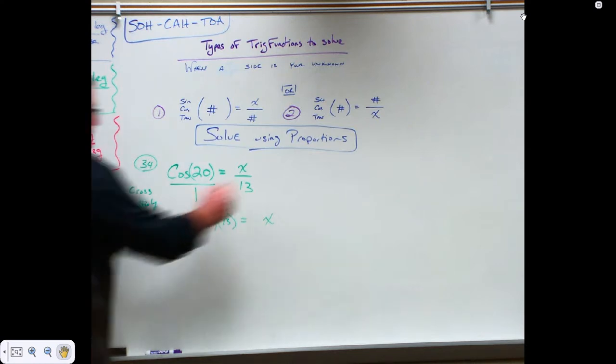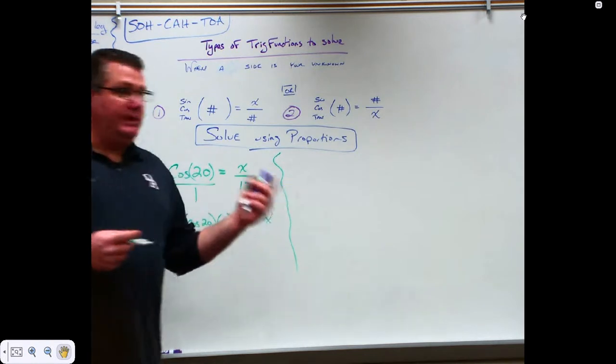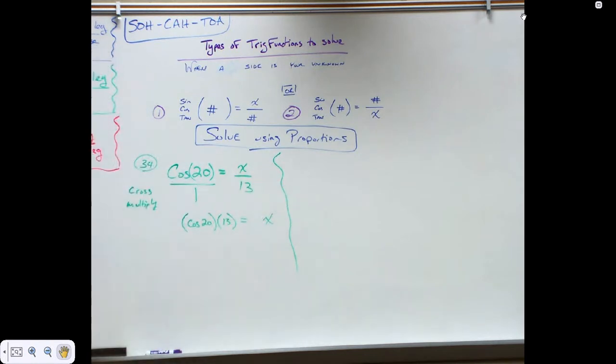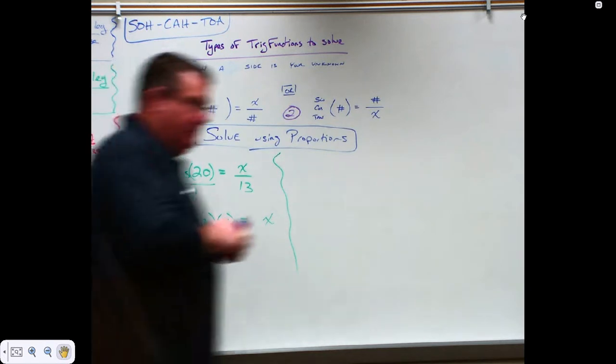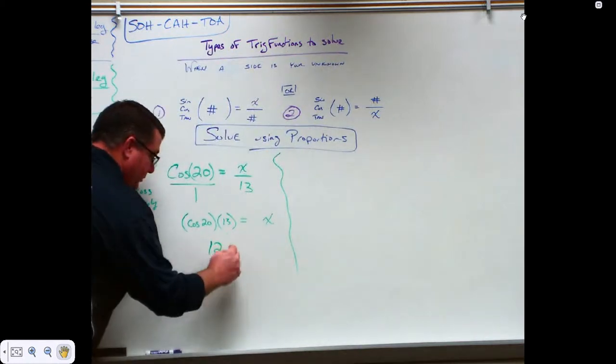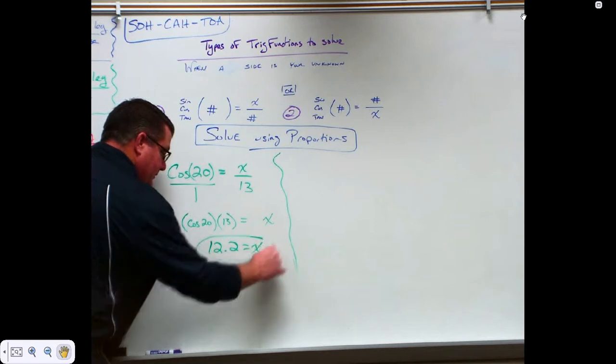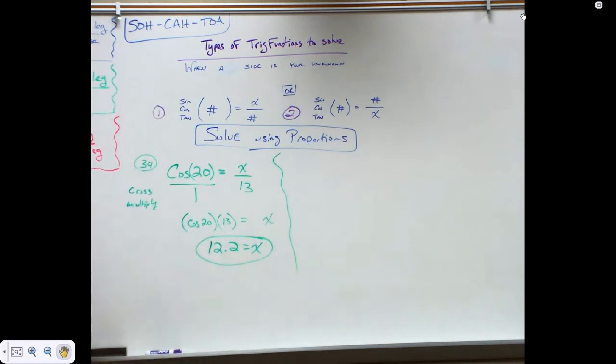So for this type, what do you need to do? Do what we just did. Press cosine 20, close your parentheses, times 13. Tell me what you get. Huh? 12.2. Is that what everybody else got? You're done. Wow. That wasn't too bad, was it? What's weird? Putting it into the calculator, right?